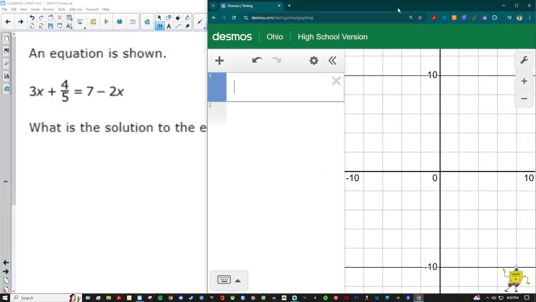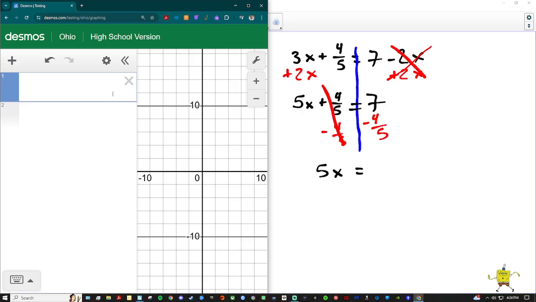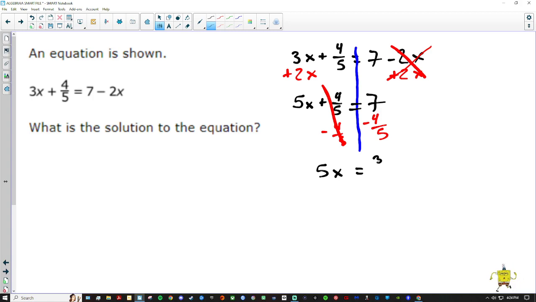So I'm going to pull up Desmos, which you get on the test, and I'm going to type in 7 minus 4 over 5, and I'm going to click my fraction button. And I get 31 over 5. Now all that's left is to get x by itself, so I'm going to divide both sides by the number in front, 5. Divide by 5. Okay, and again, Desmos is so helpful here.